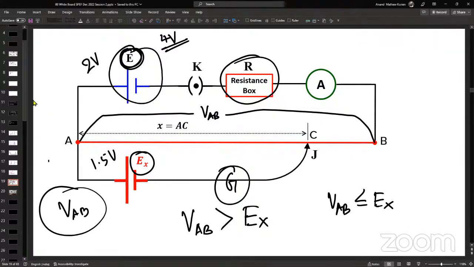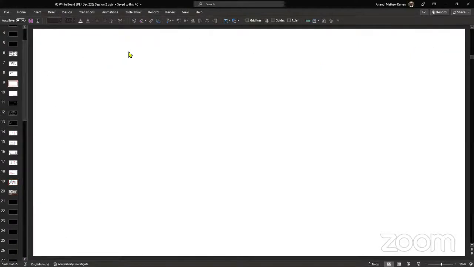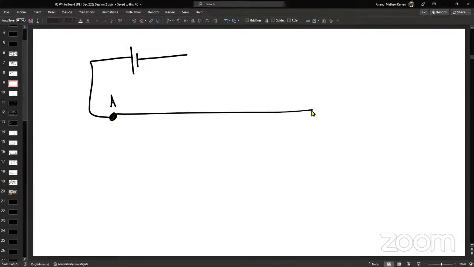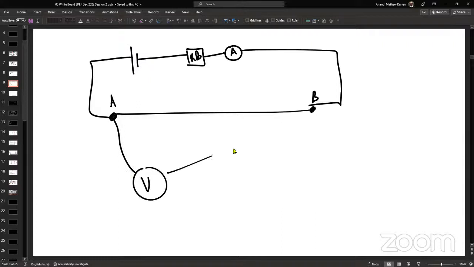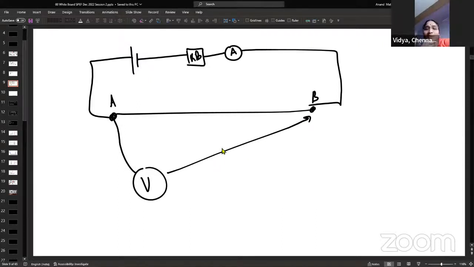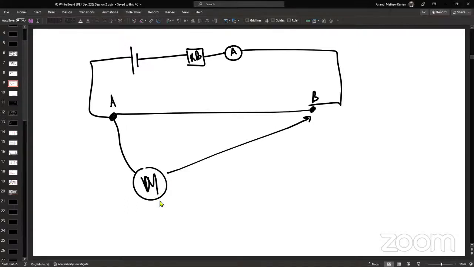So let me give you another solution. When you have the circuit like this, and this is your A and this is your B, one quick method in which you can solve this is the ammeter resistance box. Instead, just take a voltmeter, connect this side and see what the voltage is. Very easy. Or use a multimeter quickly. See, the rest of the circuit with the cell and the jockey is there, and the galvanometer. You don't worry about that.